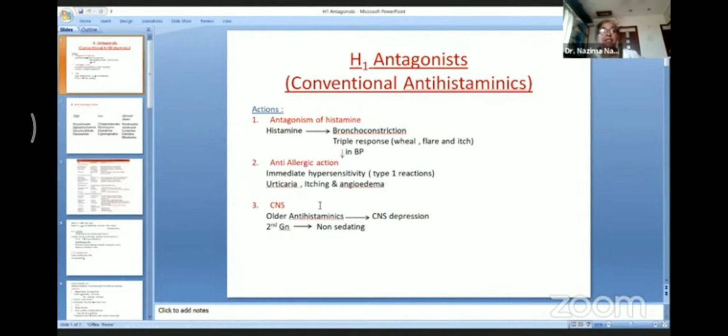Now on the CNS, the older antihistaminics cause CNS depression because they pass the blood-brain barrier, enter the brain, and cause CNS depression. Whereas the second generation antihistaminics do not penetrate the brain, and therefore they are non-sedating.